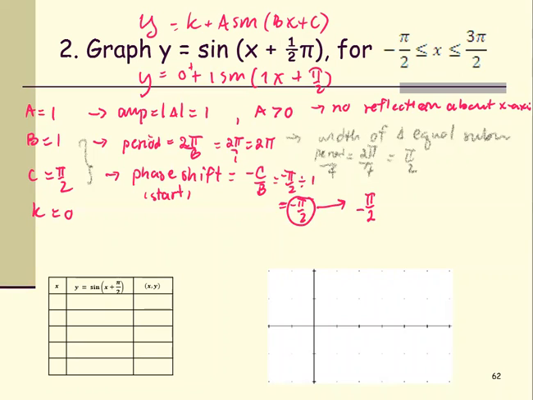So the next point is going to be negative pi over 2 plus pi over 2, or just the point 0. And then the next is going to be the point pi over 2, and then pi, and then 3 pi over 2. So we get 5 positions for one complete cycle. And we're going to use these 5 points for the values of x on the table. Negative pi over 2, 0, pi over 2, pi, and then 3 pi over 2.